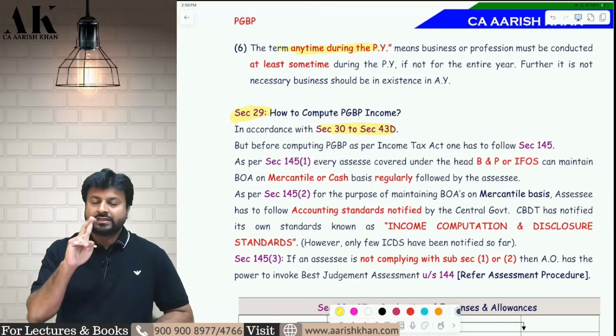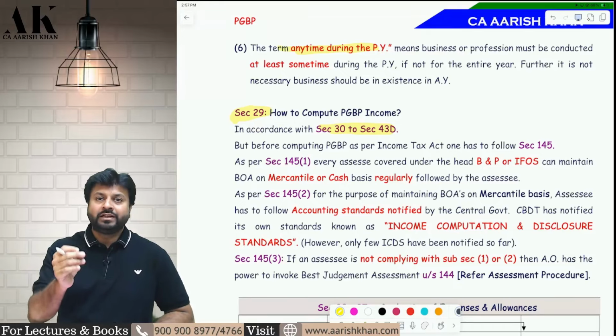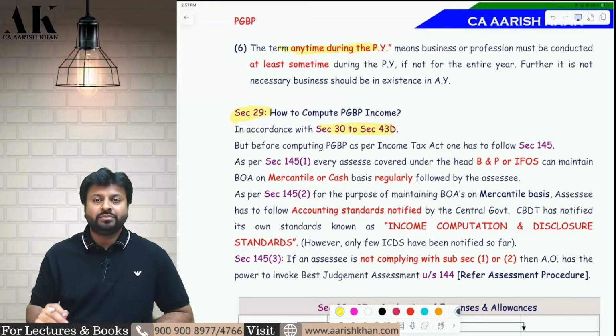One is deductions, another is disallowance, third is deemed income. You read all of them, you will understand how to compute PGBP income. But before that, you need to maintain some books of accounts also. So how to maintain books of accounts? Maintain books of accounts as per section 145.